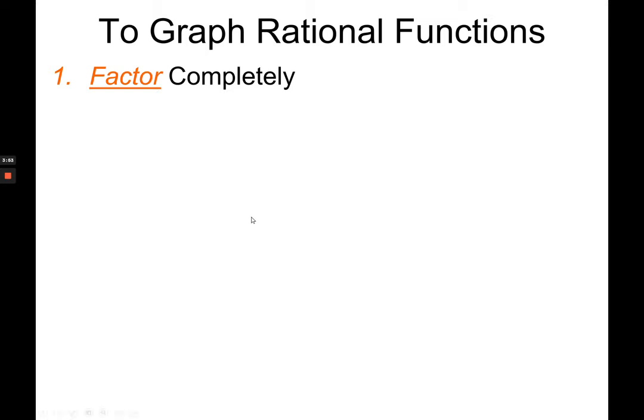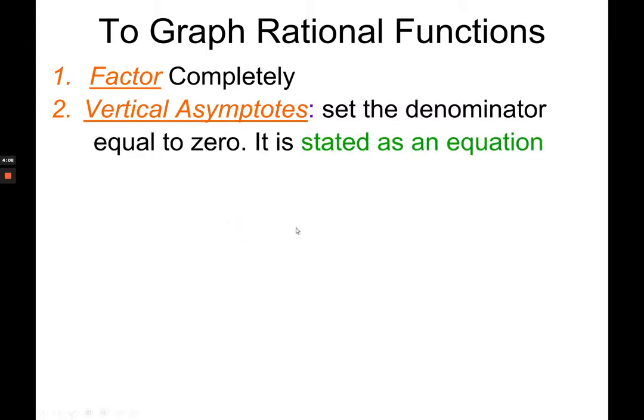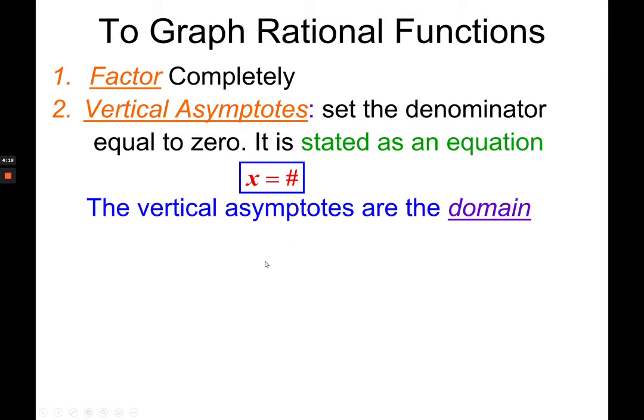First and foremost, you need to factor completely your numerator and denominator. Then determine if there is a vertical asymptote. You simply set the denominator equal to 0, and it is stated as an equation, x equal to the number. Remember, the vertical asymptote is based on the denominator factors that are not cancelled. The vertical asymptotes are the domain exclusions. So when you are asked for the domain, you go back to the values of the vertical asymptotes. Those are the not allowed values of the domain.